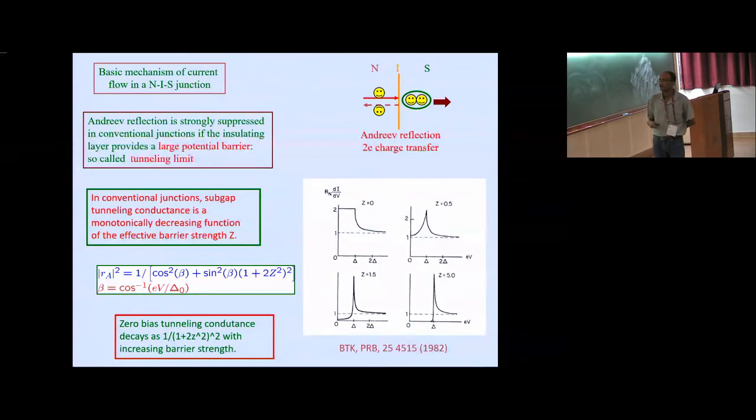So in most of the cases, whenever Schrodinger electrons are involved, the bottom line is that if you increase the barrier strength, tunneling conductance, and hence the flow of current, is going to decrease, and this comes from the standard tenets of quantum mechanics.